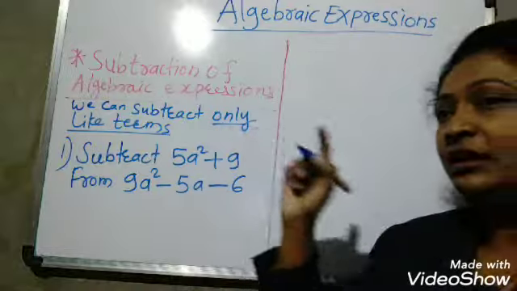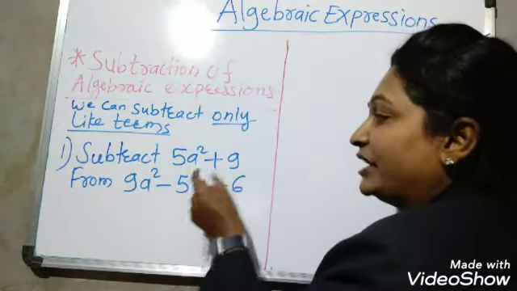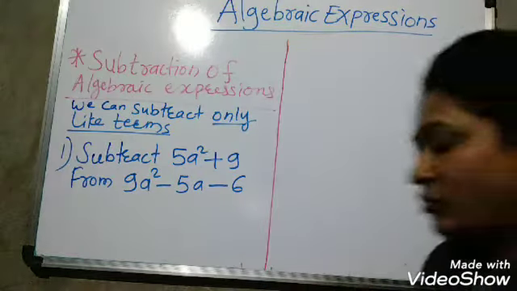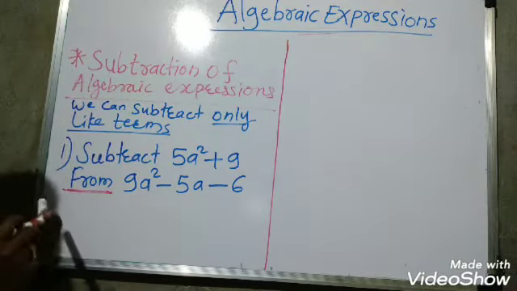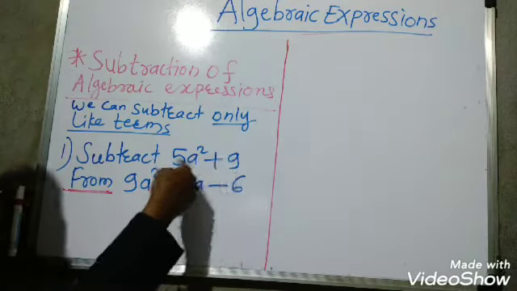But in subtraction, always remember what the question is. Subtract 5a square plus 9 from 9a square minus 5a minus 6. It means, this word "from" is very important. It means that from the second expression you have to subtract the first expression.